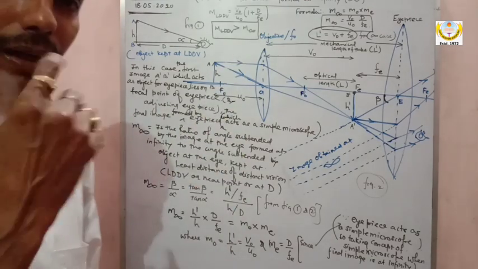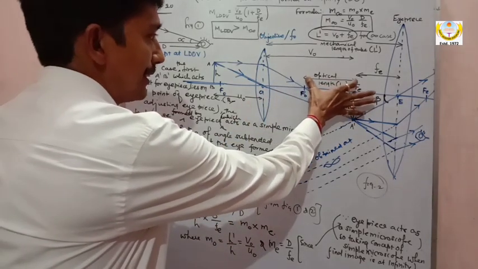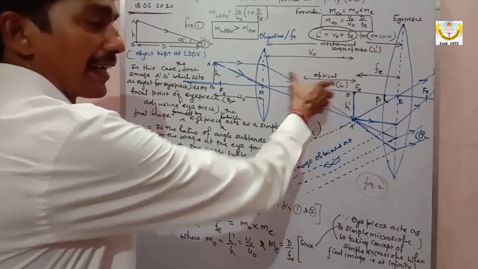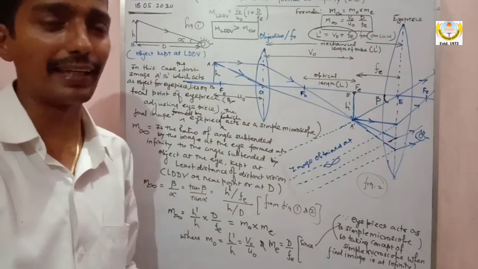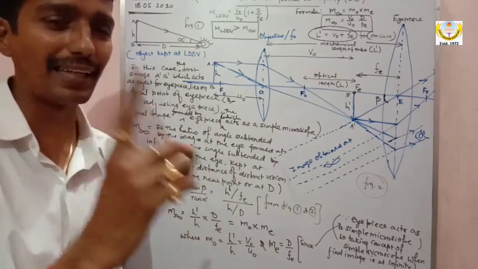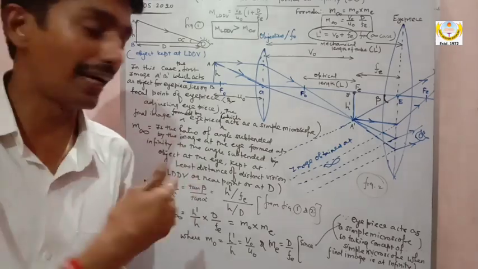Now I'll show you a small derivation with respect to optical length. How the derivation can be given in terms of optical length, which is given in your NCERT also. Look at one diagram, and by one diagram I'll show you how the formula in terms of optical length will become this. Shall I? Let's go further.